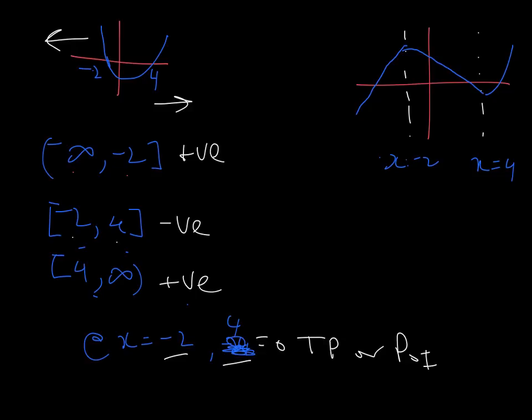It doesn't have to be perfect, doesn't have to be exact, but your function must reflect what's going on here. So, turning points, where it's got intercepts, where it's above the x-axis, we want a positive gradient. Where it's below the x-axis, we want a negative gradient. And that's what we're seeing happening there.